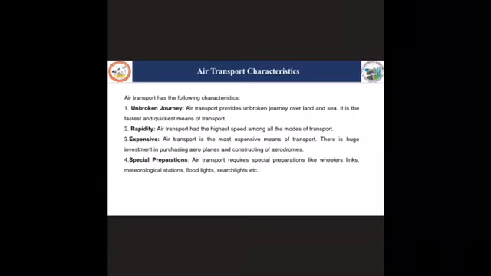At the same time, air transport is expensive compared to any other mode of transportation, where a huge investment for purchasing the aeroplane is required, and construction of aerodromes and airport facilities. So you have to invest more when air transport has to be considered. And also to operate the aircrafts, we require special preparations such as wireless link, a meteorological station has to be established, floodlights are required, and searchlights are required if you want to trace the aircraft. Such special operations are required and are not essential in other modes of transportation.